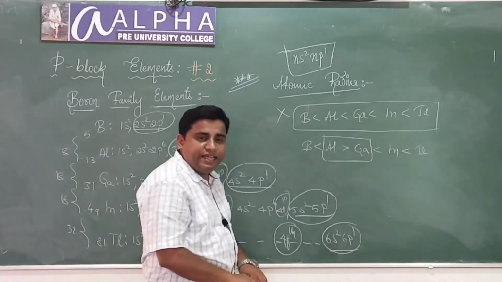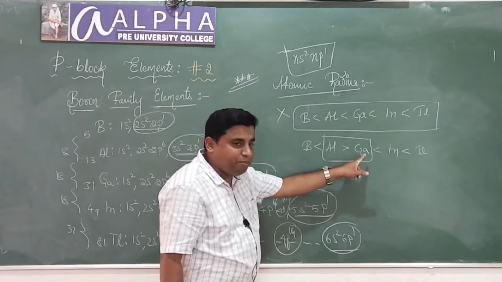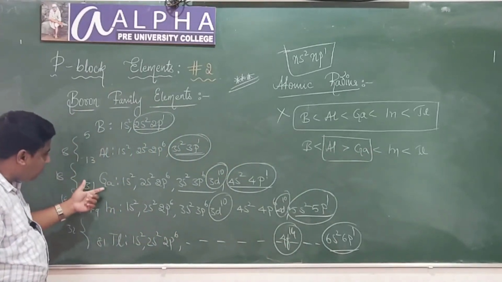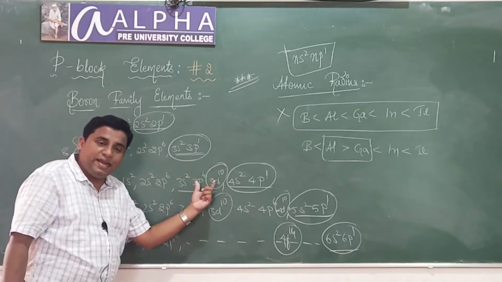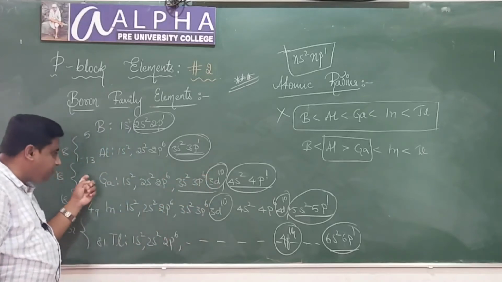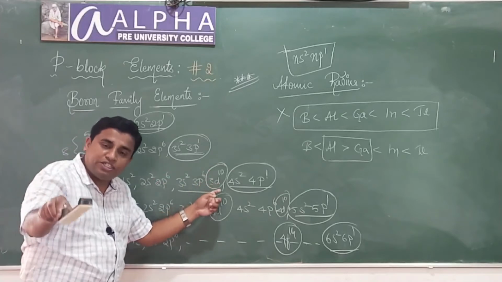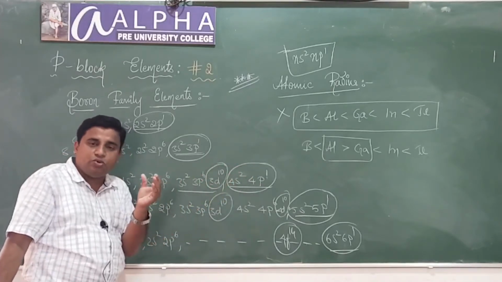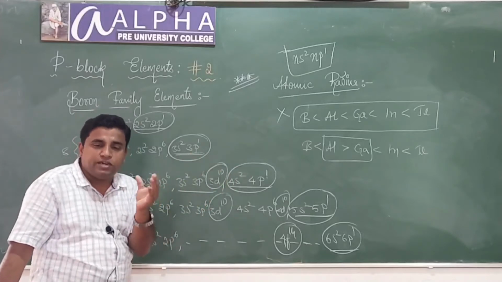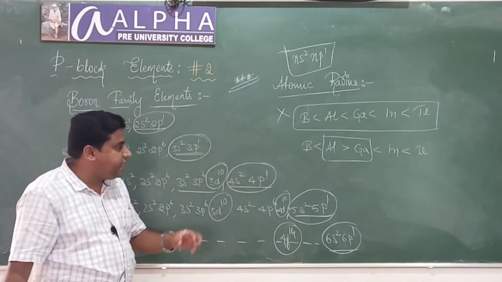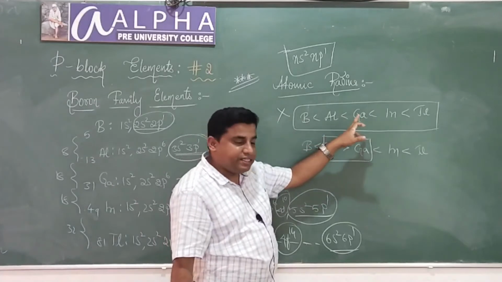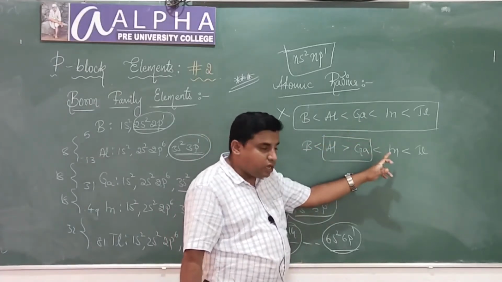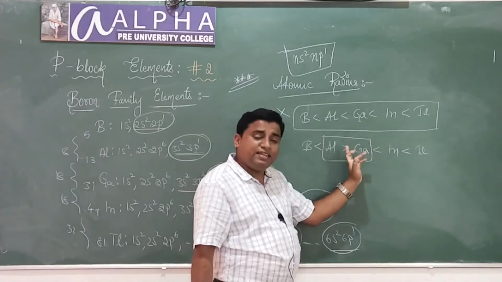Why is there a decrease in atomic radius from aluminium to gallium? Because of the completely filled d orbitals in gallium, the d orbitals will exhibit poor shielding effect. Because of poor shielding effect, the outer electron will be pulled towards the nucleus. When the outer electron is pulled towards the nucleus, the size will decrease. Hence, instead of increasing, the size decreases from aluminium to gallium, and then it increases.